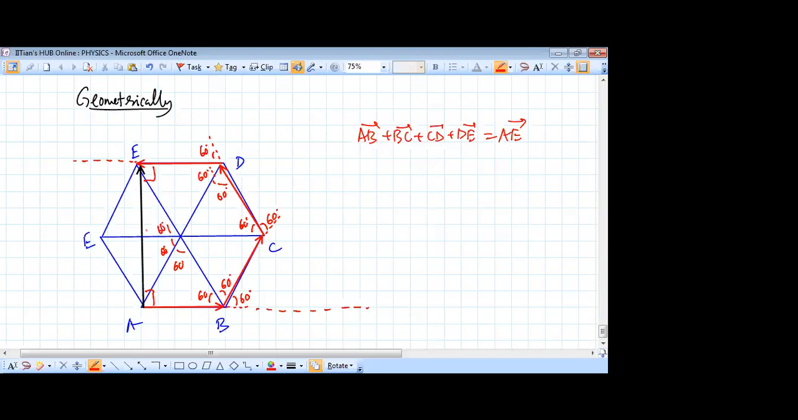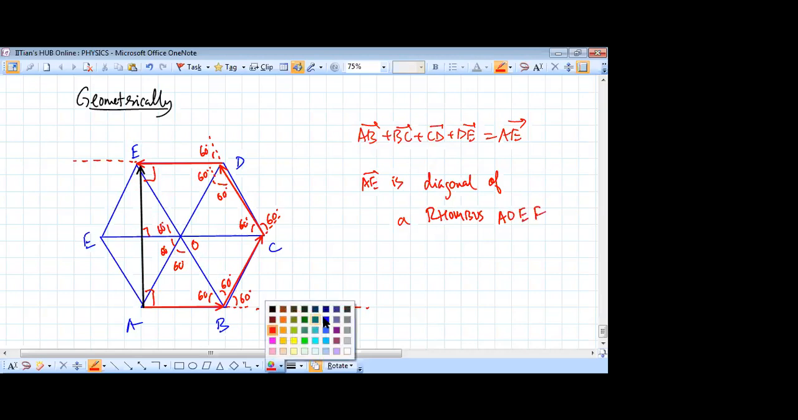Okay. And AE is the diagonal of this. Notice that AE is the diagonal of a rhombus. Which one? If I label the center point as O, the centroid as O, this rhombus, this diagonal. So diagonals of a rhombus, remember we are discussing once, they are perpendicular to each other. So that is why, therefore AE is perpendicular to FO.